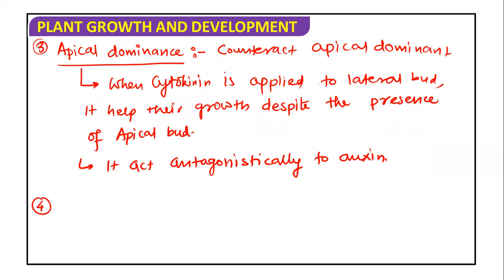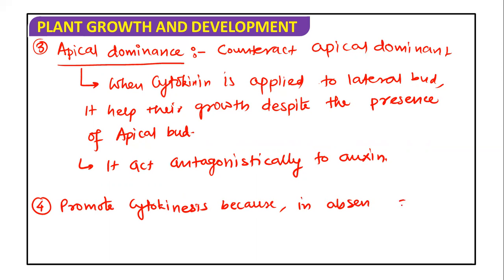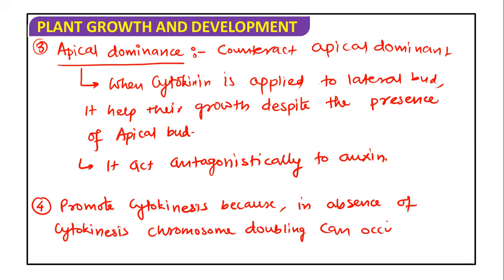Then the fourth thing, cytokinin promotes cytokinesis, because in the absence of cytokinesis, chromosome doubling can occur. It is also known that cytokinin brings about division in the presence of auxin.